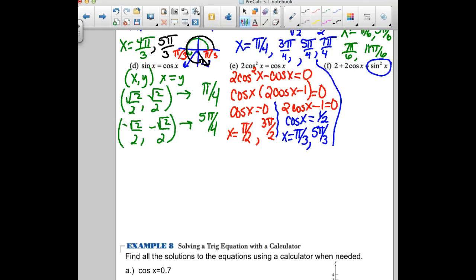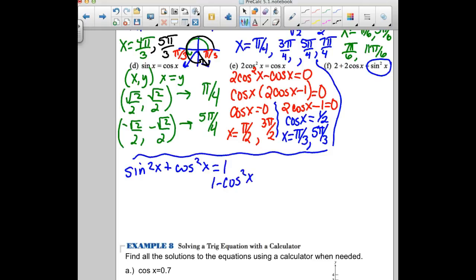And we said that sine squared plus cosine squared is 1. So we can rewrite this sine squared as 1 minus cosine squared, by subtracting our cosine squared over. So I'm going to rewrite this. Our equation is 2 plus 2 cosine of x equals 1 minus cosine squared of x. And now everything is in terms of cosines. It's going to make it a lot easier to solve.